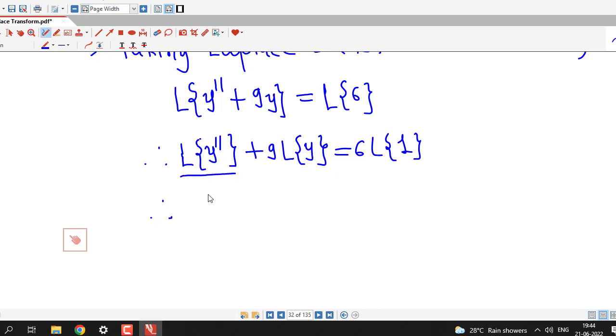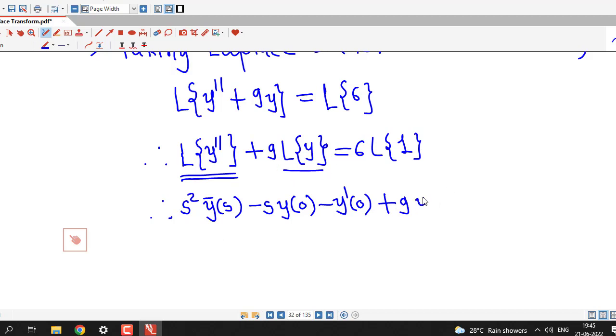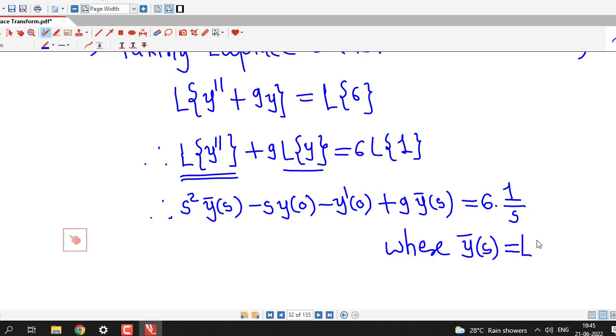Now we have a ready-made formula for the Laplace transform of a derivative. Here we have a second order derivative, and the Laplace transform of y double dash is s square times y bar s minus s into y of 0 minus y dash 0. Here y bar s is the notation for Laplace transform of y, plus 9 times Laplace transform of y, which we denote by y bar s, equal to 6 times Laplace transform of 1, which is 1 by s. And here we mention that y bar s is the Laplace transform of y of t.